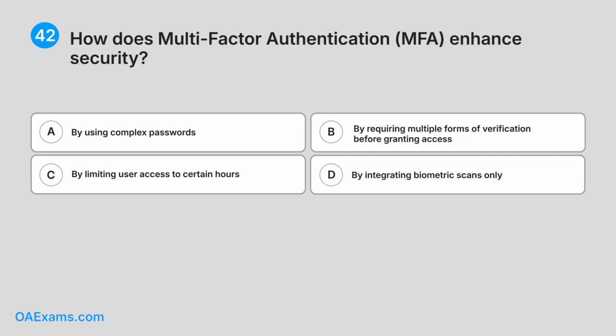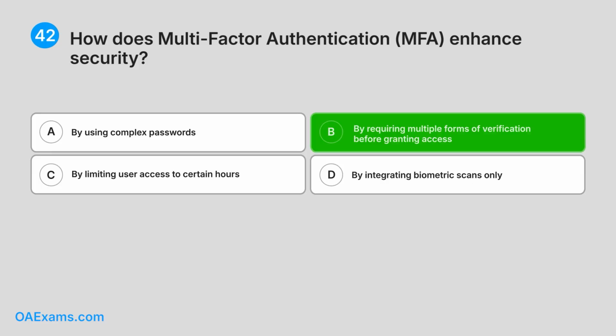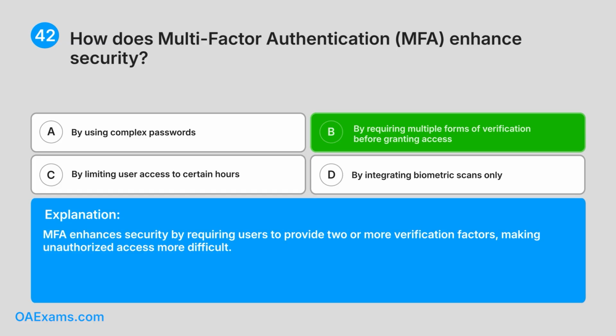Correct answer. B. By requiring multiple forms of verification before granting access. Explanation. MFA enhances security by requiring users to provide 2 or more verification factors, making unauthorized access more difficult.